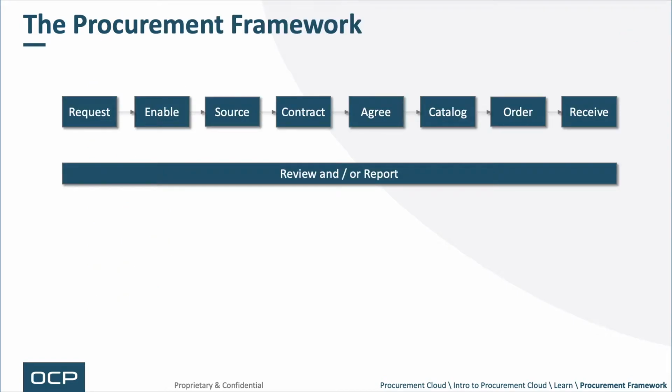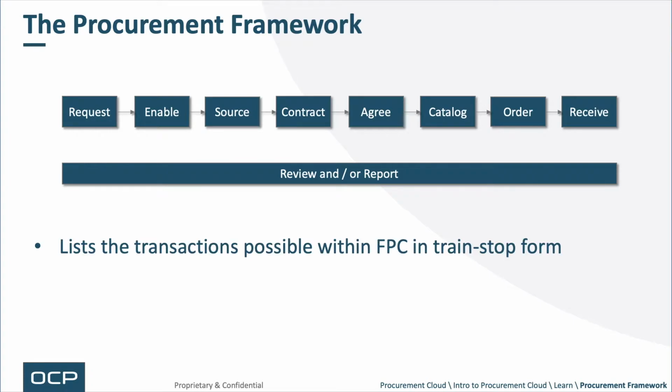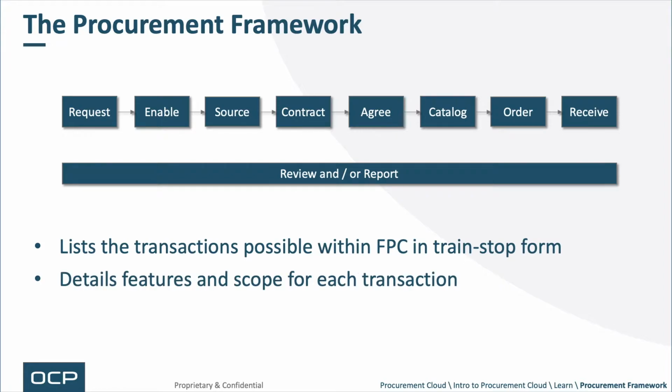So here's the procurement framework. As you can see, the different train stops list the different mix of transactions across the top, with one large or long review and report train stop or activity underneath. This lists the transactions possible within FPC in train stop form. Next, it details the features and scope for each transaction, as you'll see.